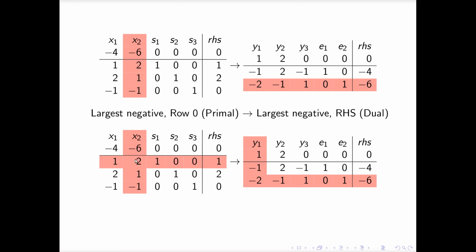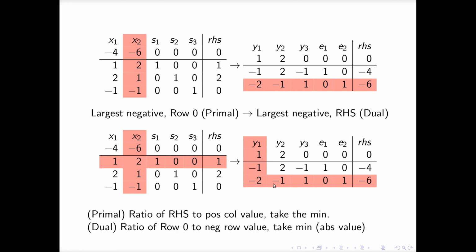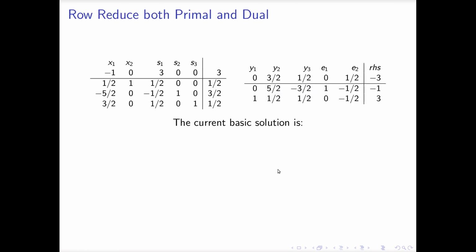So you're just flipping the entries. Good. And then we'll go ahead and pivot in both tableaus and see what we get. So let's go ahead and pivot. Here we pivoted, here we pivoted. Are we done yet? Nope.